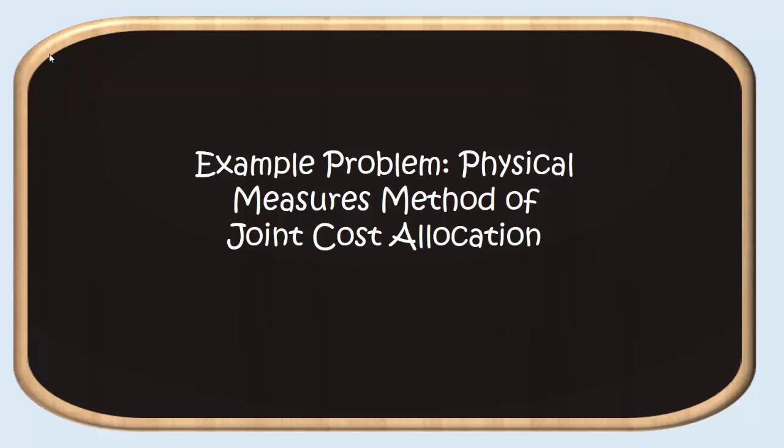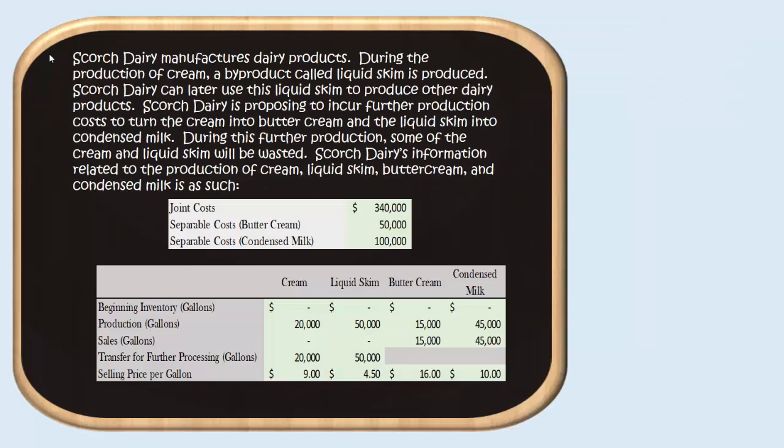In this example, we're going to allocate joint costs of production using the physical measures method. All of the information that we're going to use is exactly the same that we used for the sales value split off method. Scorched Dairy is still manufacturing cream and liquid skim, which is the byproduct caused by the production of cream. And they're going to transfer all of the production of those base level products off to other lines to become more refined, further processed products, buttercream and condensed milk.